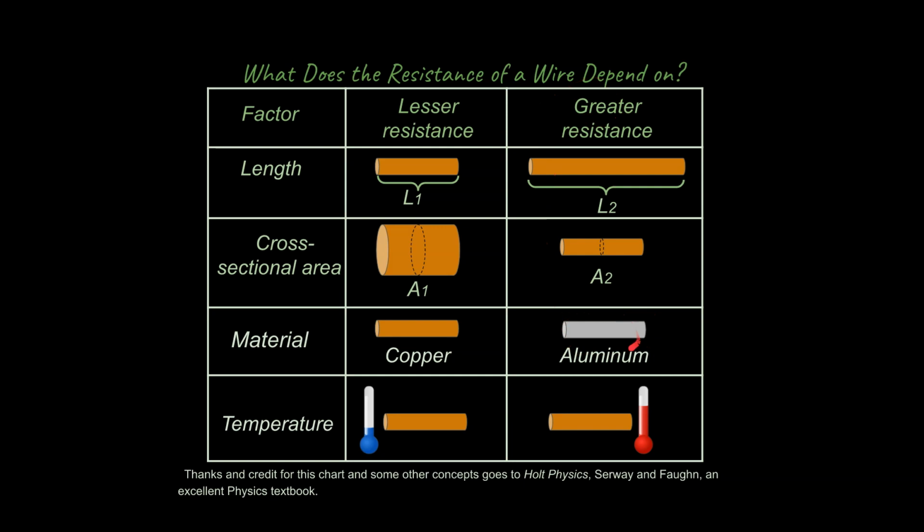Or if the wire is thinner, all things being equal, there's going to be a greater resistance as well. Or if you pick different materials, like aluminum would have a greater resistance than copper. Or if you look at temperature, you would say a higher temperature conductor wouldn't conduct electricity as well. There would be a greater resistance than a lower temperature conductor.